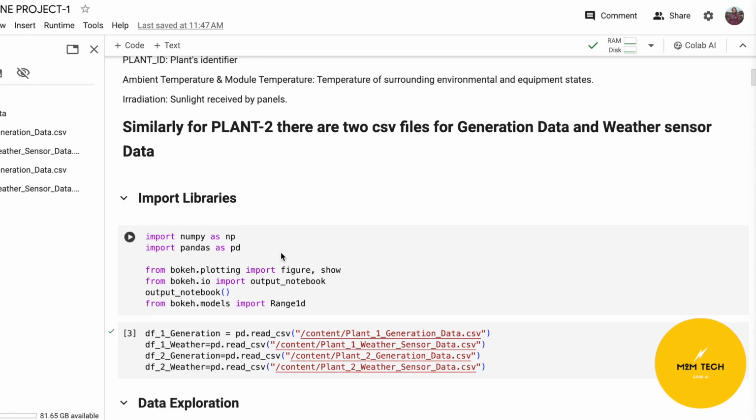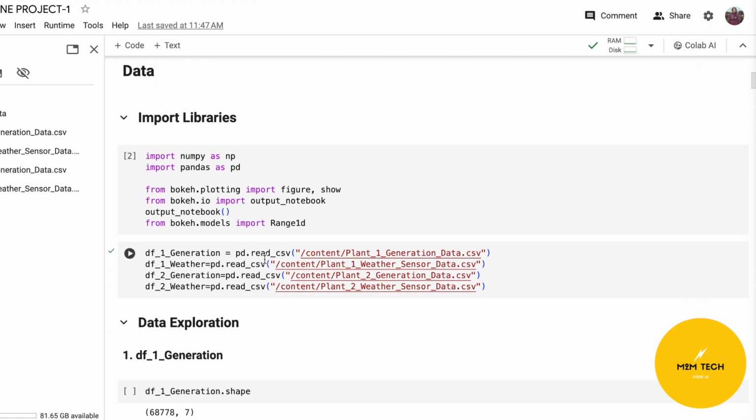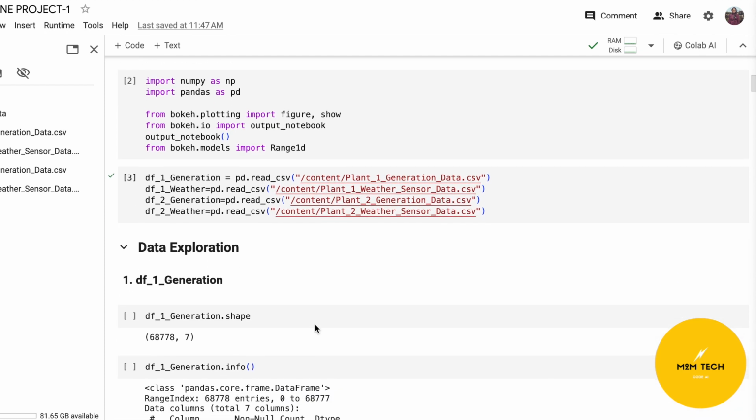and I am representing my results in Mocha. First of all, I loaded my data, reading it using read underscore CSV, and after that, I started exploring this data.